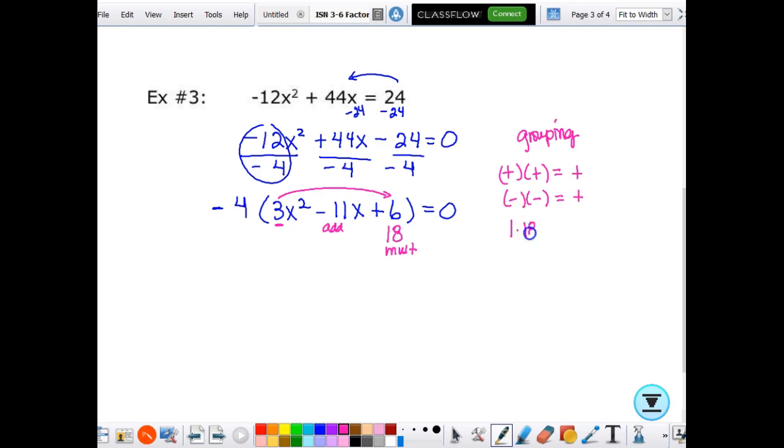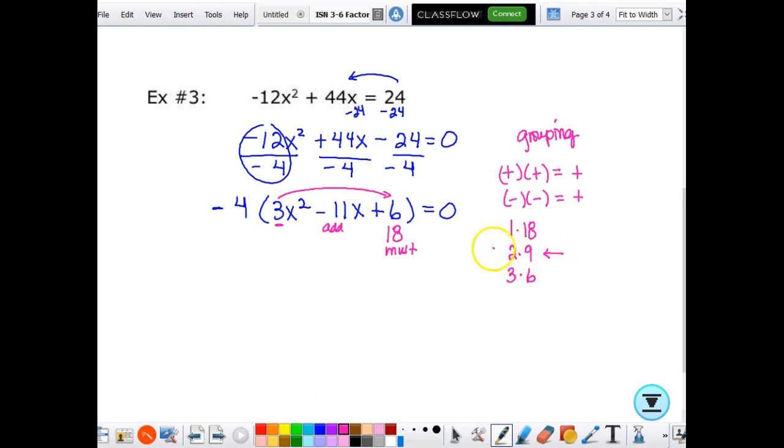18. 1 times 18, 2 times 9, 3 times 6, 4, 5, 6. Yep, we already got 6, so we're done. Okay, who is going to make a negative 11? Yeah, a 2 and a 9.